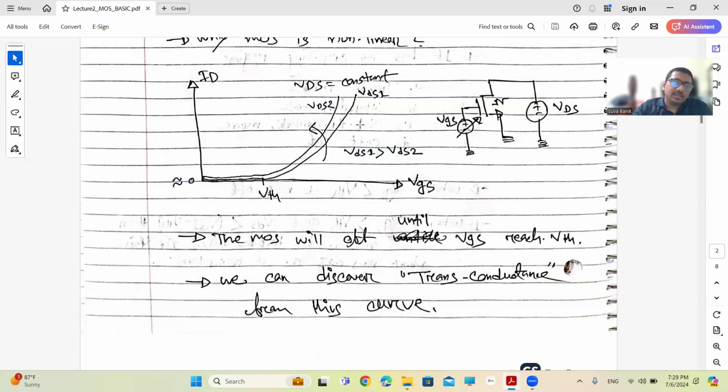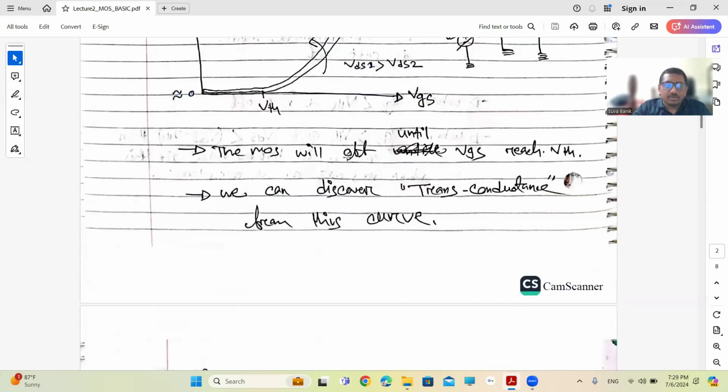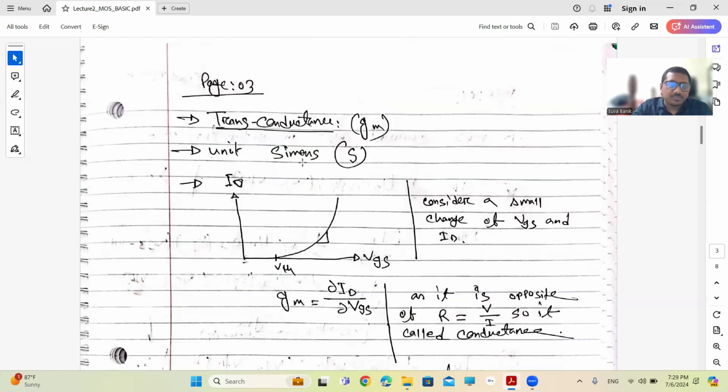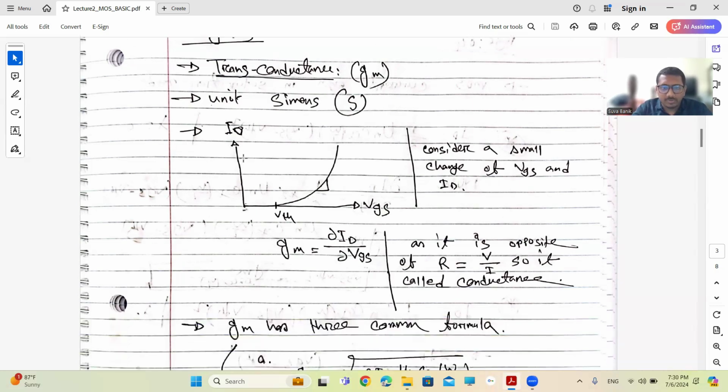And from this curve, we can define transconductance, which is the opposite of resistance. So how can I calculate that? The unit for transconductance is Siemens, and obviously in an interview, they will ask you about transconductance and how you can derive it. It may be in a written exam or in an interview, wherever. It's very important for job preparation.